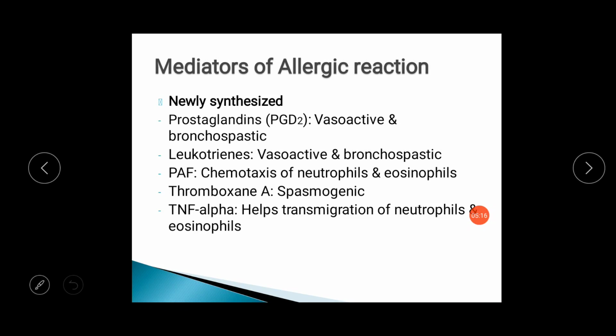Leukotrienes are vasoactive and bronchospastic. PAF will cause chemotaxis of neutrophils and eosinophils at the site of the reaction or over the nasal mucosa. Thromboxane A is spasmogenic, and tumor necrosis factor alpha helps in transmigration of the neutrophils and eosinophils.